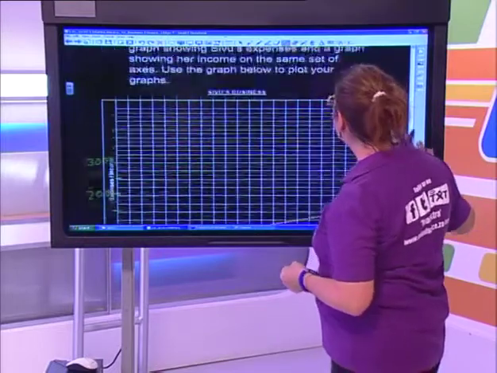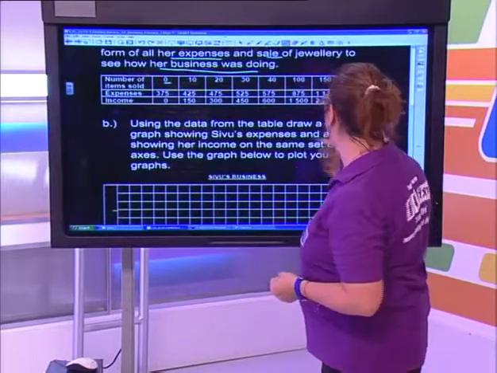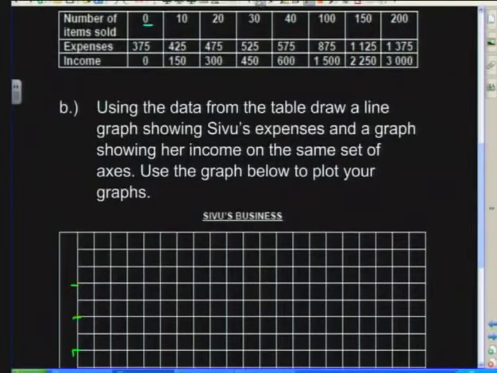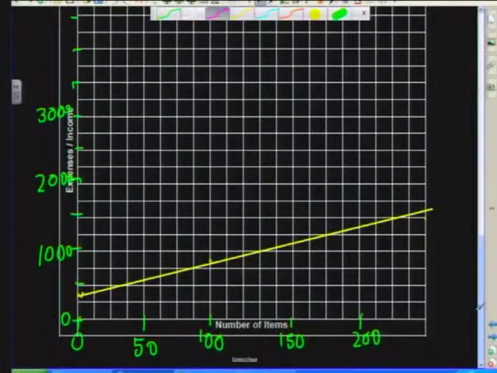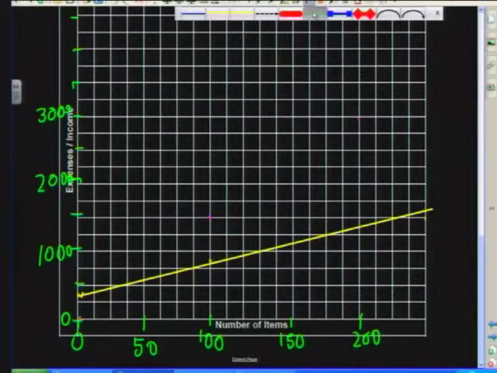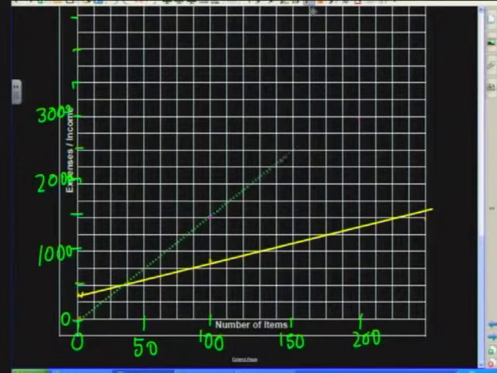My expenses, on the other hand, go straight up. 150 at 10, and it's got 1,500 at 100. So let's do that. So 100 to 1,500, which is about there. We started at 0, and 200 was 3,000, up there, and let's see if we can join this. I hope you'll be able to see the green line. Going to join those three dots, more or less. And I'm going to carry on the graph.